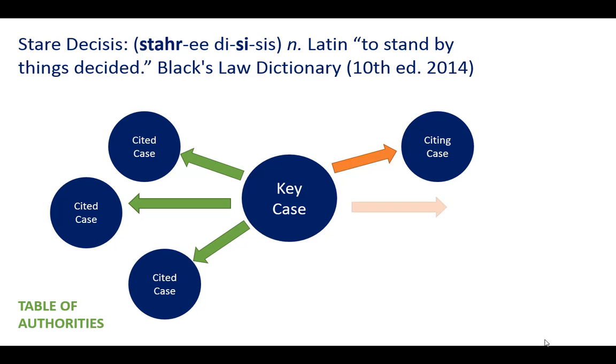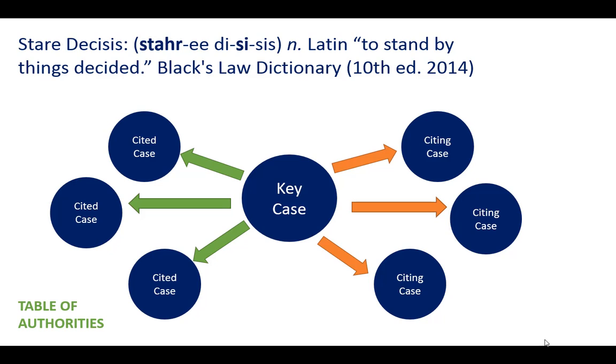The analyzed case may then be cited as authority in later cases. These citations are called citing references. The result is a network of cases that the judges themselves have decided are relevant to a particular point of law.